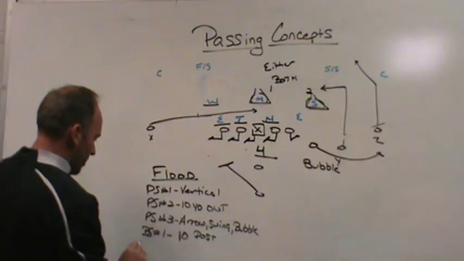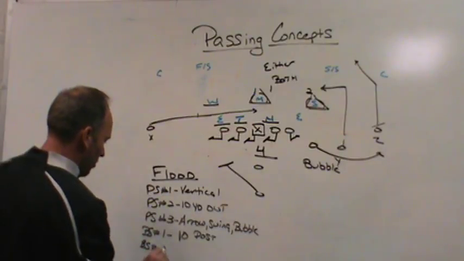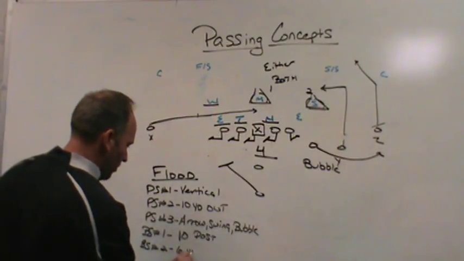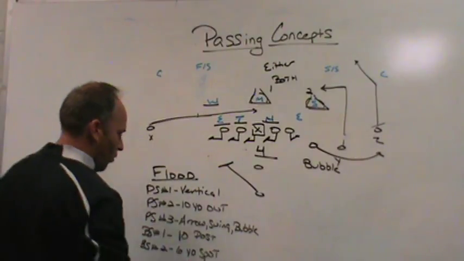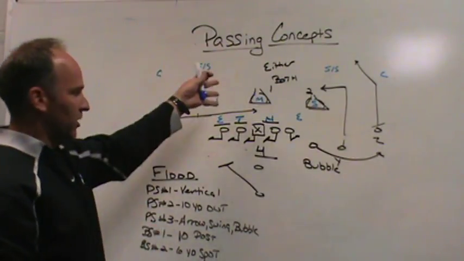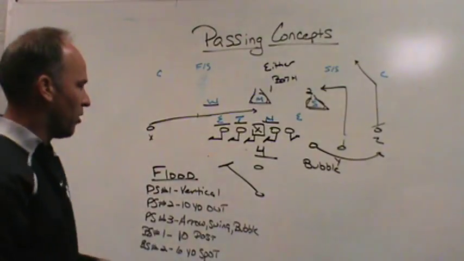Backside number 1 for us will be post control, 10-yard post. And then if we're running the flood concept, backside number 2 will just be a 6-yard spot, giving the quarterback, if protection breaks down, something else in the middle he can get his eyes to make a throw. Okay?